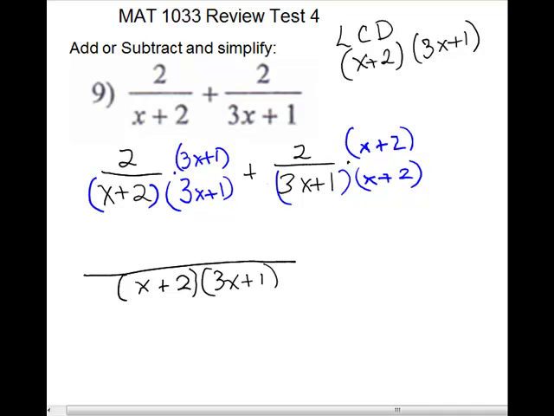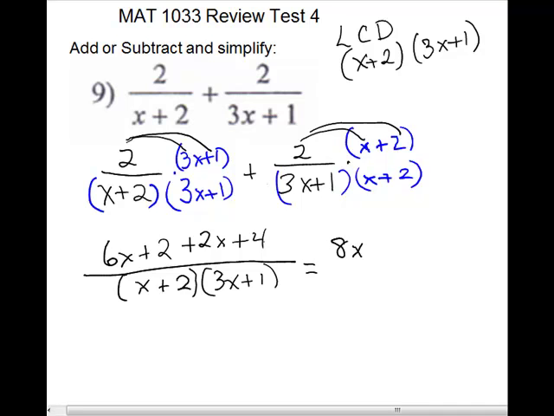Numerators I have to multiply out. So I have to distribute here. 2 times 3x is 6x plus 2. And I'm going to combine over here. This is a positive 2 to distribute. So plus 2x plus 4. We can clean up there and we get 8x plus 6 over x plus 2 times 3x plus 1.